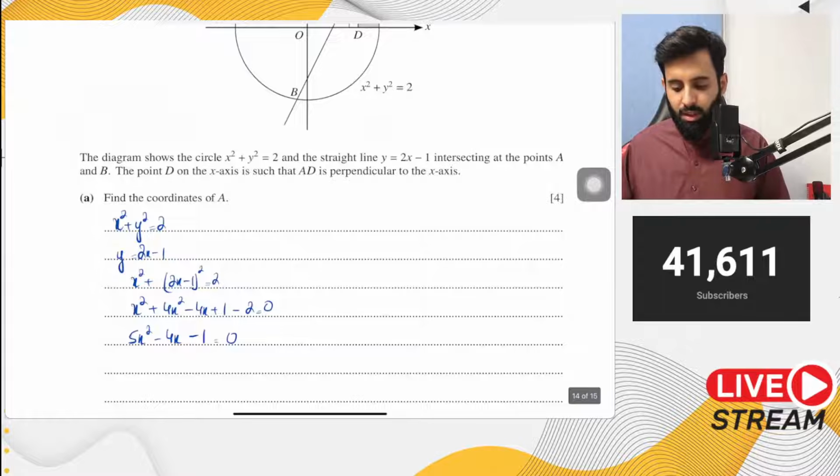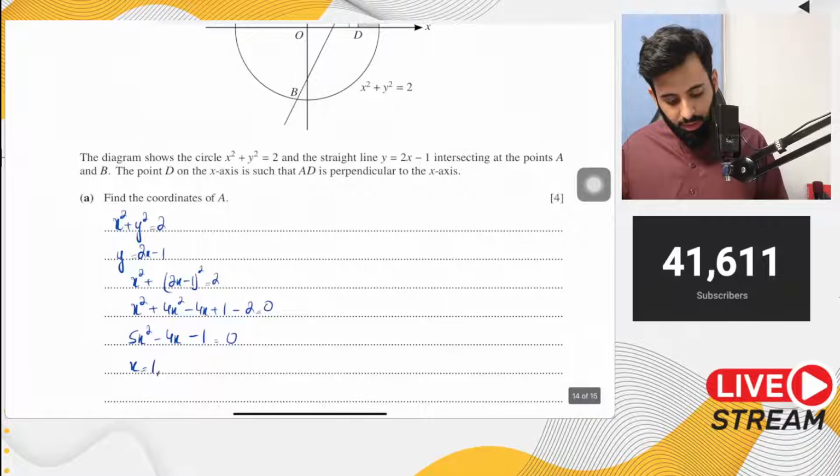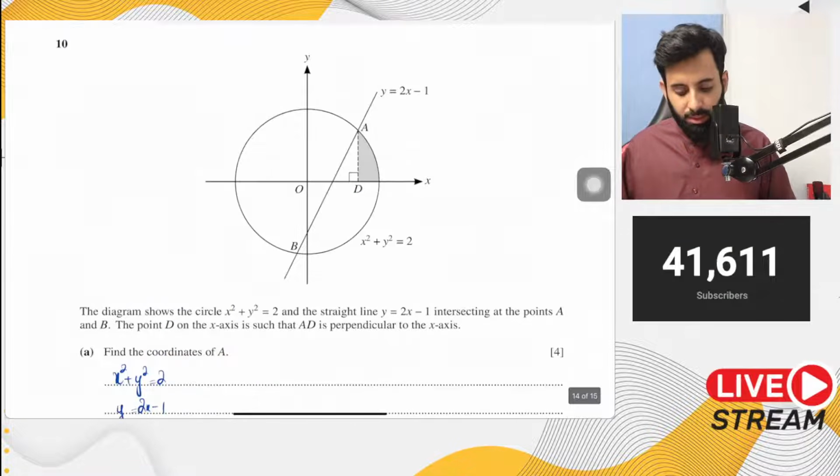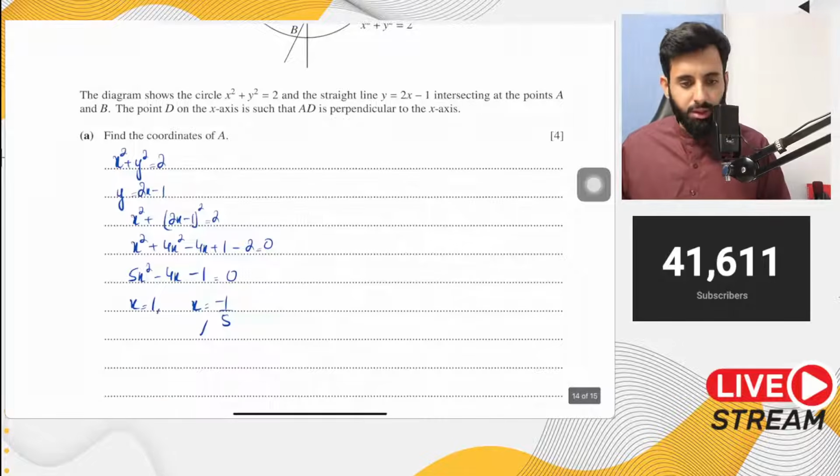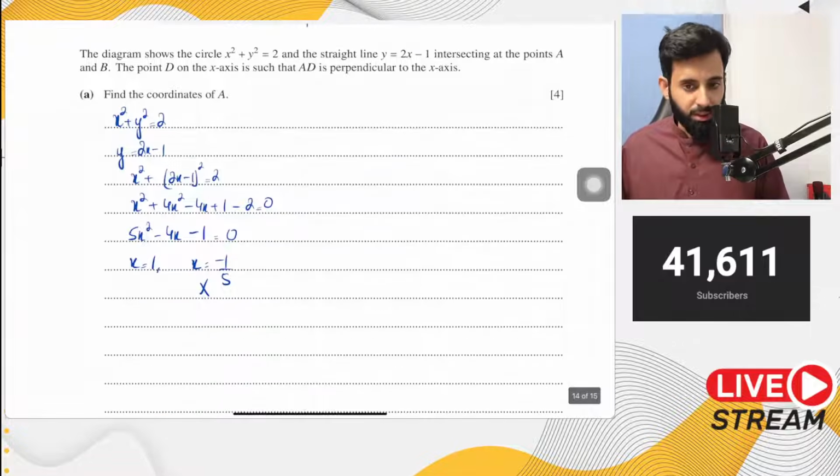Okay. Now when you solve this, I'm going to save some time and use a calculator over here, although you can do this through middle term breaking, it's pretty easy. So x equals 1 and the other value of x is minus 1 upon 5. Now clearly you can see A is a point where x has to be positive. So we're going to ignore the minus 1 upon 5 and we're going to stick with 1.